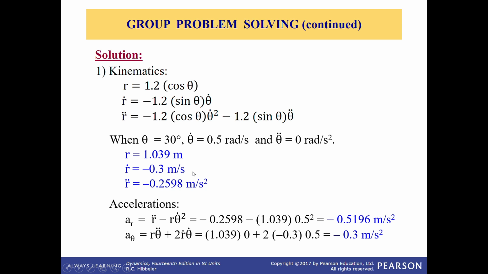The target in this part is to find Ar and A theta, because the formula is already given. You just need to plug in everything inside this equation. Once you plug in the equation, you will have the value of each parameter. Ar equal to negative 0.51696 meter per second squared, and A theta equal to negative 0.3 meter per second squared.